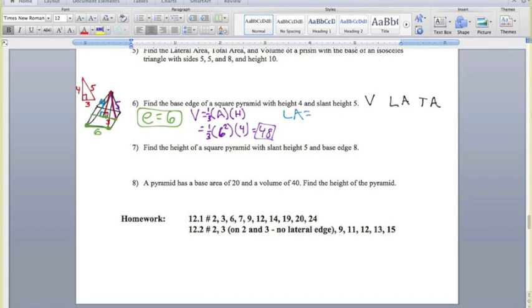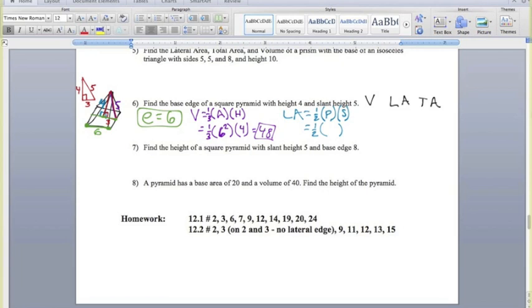Lateral area. The formula on the sheet is 1/2 the perimeter of the base times the slant height. I call the slant height S. The book calls the slant height L. I don't know, like L for slant, but I use the letter S. It doesn't really matter. That's what we want. And this one is not the height, but we want the slant height when we're working for lateral.